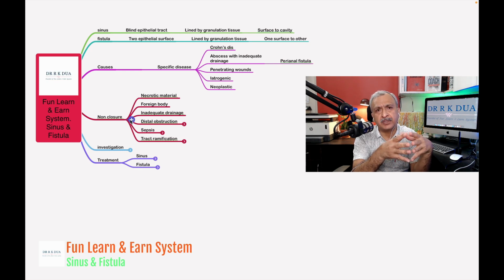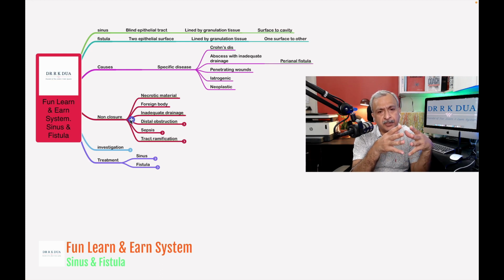Sepsis. If sepsis is there, sepsis at the local site, or sepsis as a generalized condition. In the localized case, there will be formation of granulation tissue and localized pus that will prevent the healing process. So it will inhibit the formation of granulation tissue and epithelialization of the wound. So that will cause the delayed or non-healing of the fistula.